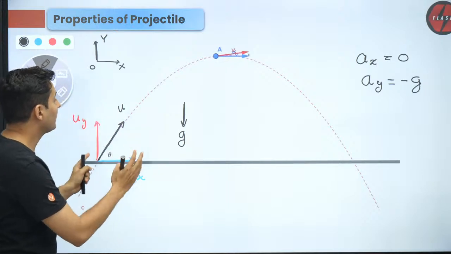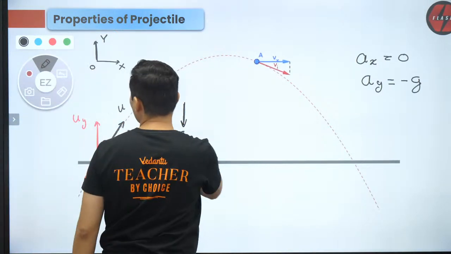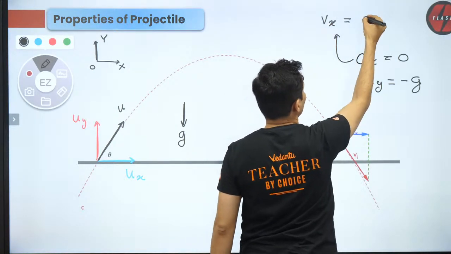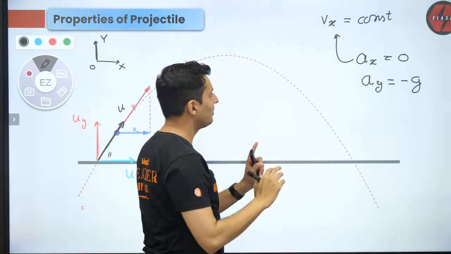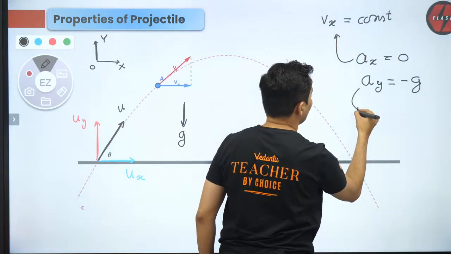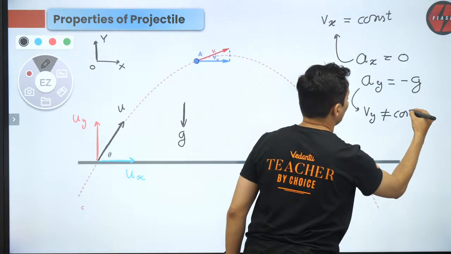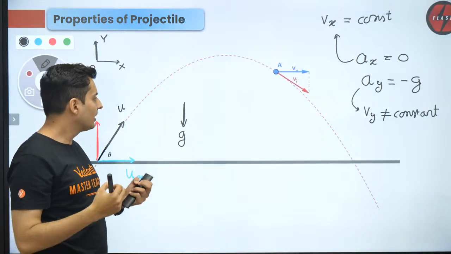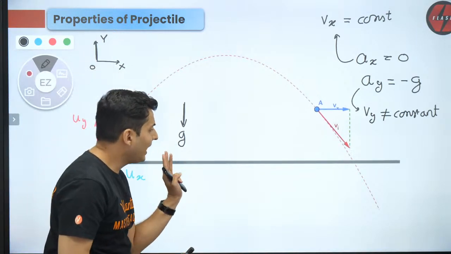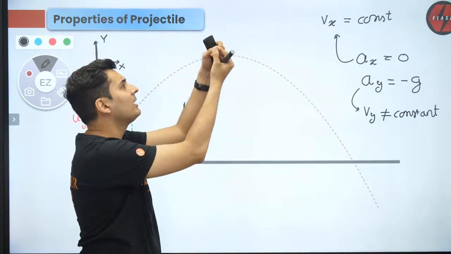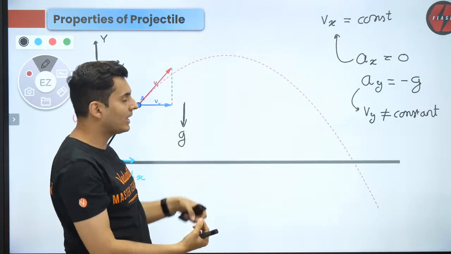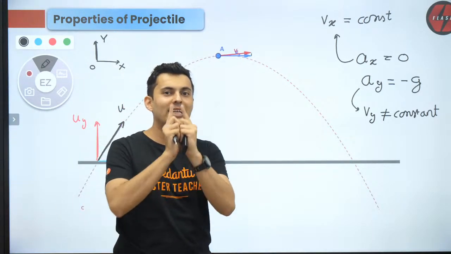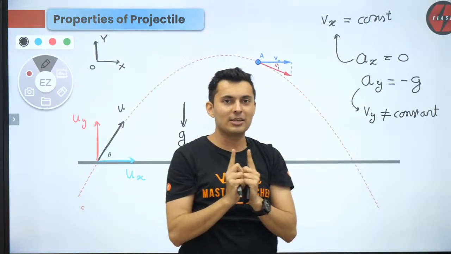Now, here comes the next part. Because ax is zero, velocity in the x-axis is always going to be constant. As simple as that. And because ay is minus g, velocity in the y-axis is obviously not a constant. Now, think about it, guys. If x velocity is constant, it's only the y velocity which is changing, and it is only being affected by gravity. I feel that in the y-axis, it is actually doing vertical projectile motion. It's just that you are shifting it over here.